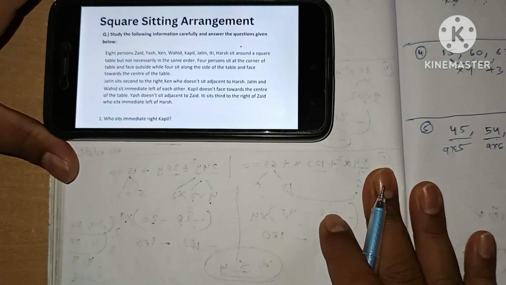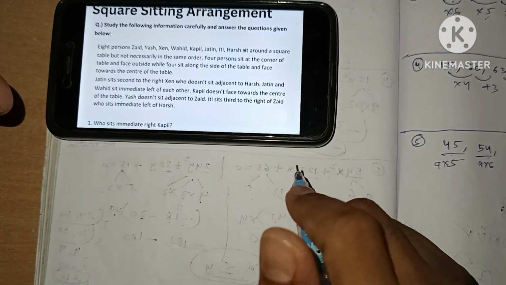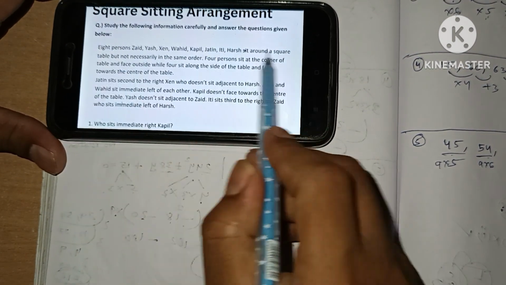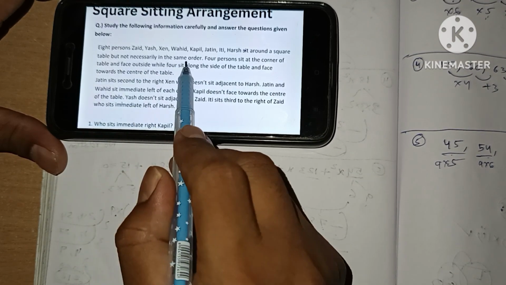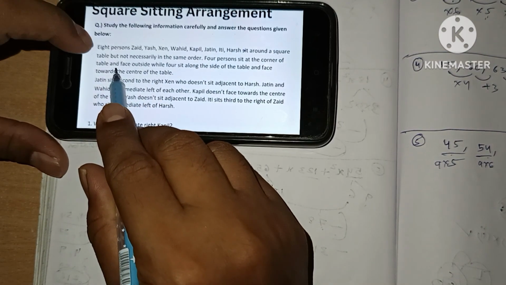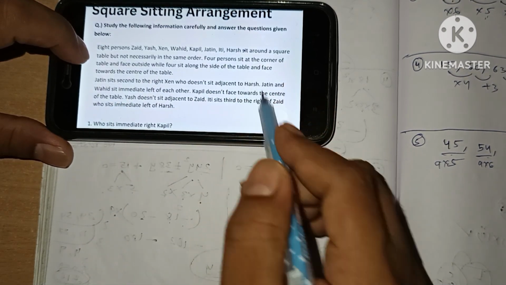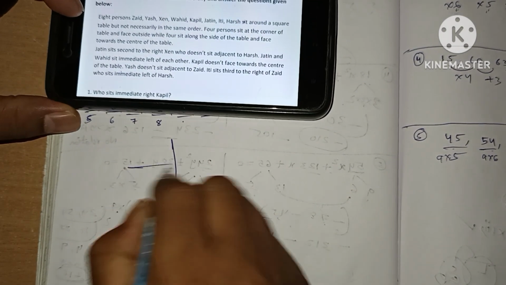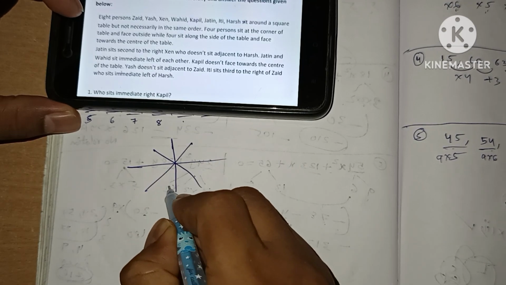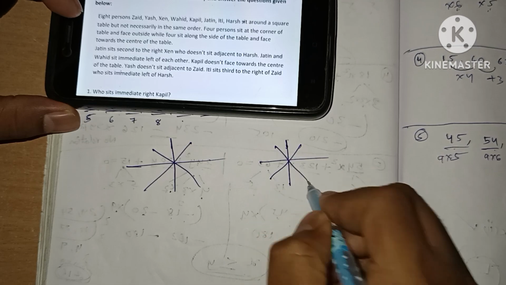Let's see the question asked. 8 persons sit around a square table but not necessarily in the same order. 4 of them sit at the corners of the table and face outside. Even though it is a square and we are talking about corners and middles, I'll take a drawing like this. Let's take them in two possibilities.